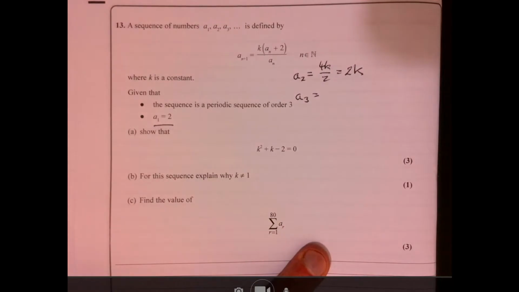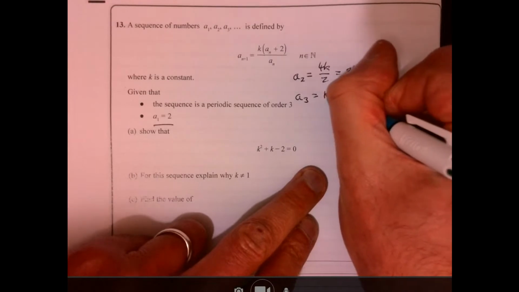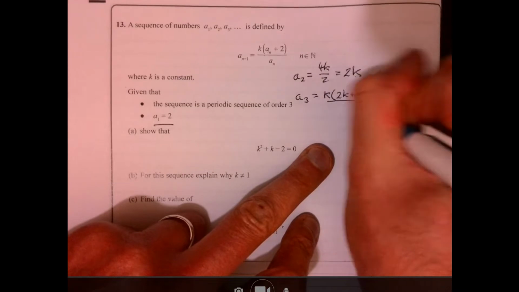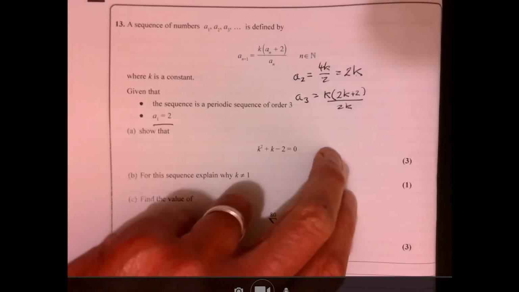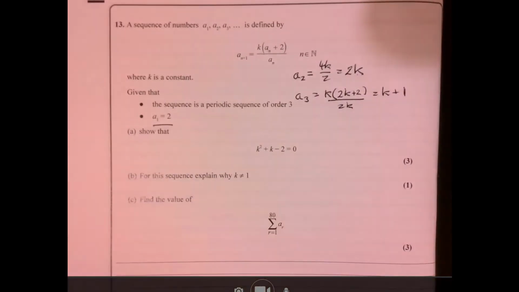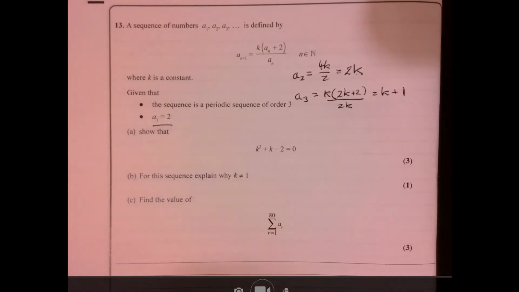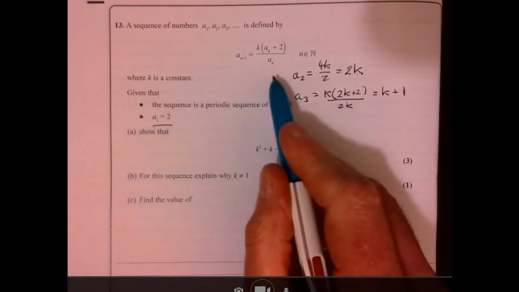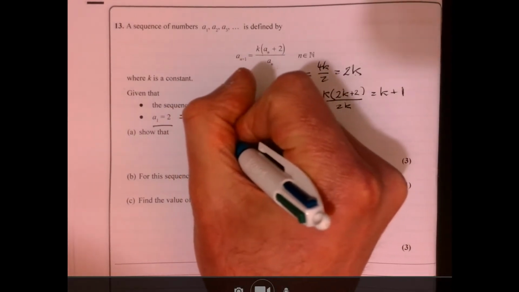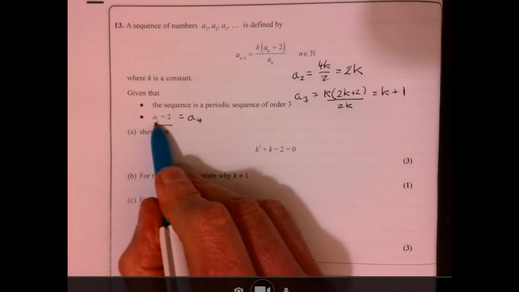Now let's do A3, in exactly the same way. If I put 2k into here, then we get k, and then 2k plus 2 over 2k. And that gives me k add 1. Now, it says it's a periodic sequence. So what that means is that A1, A2, A3, it's going to come back to A4. A4 will be the same as A1.